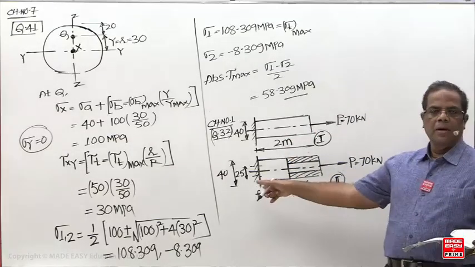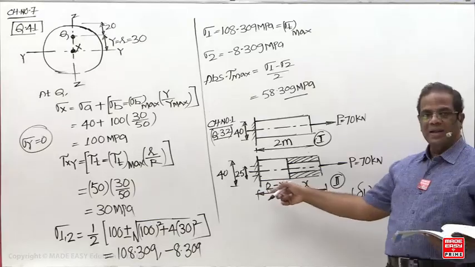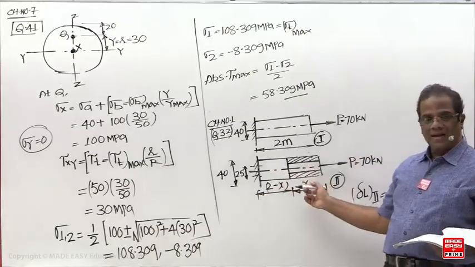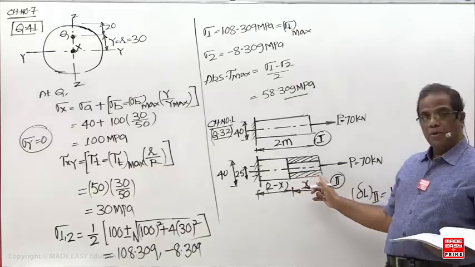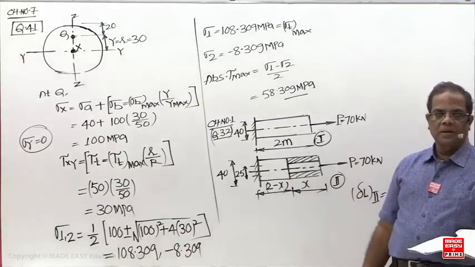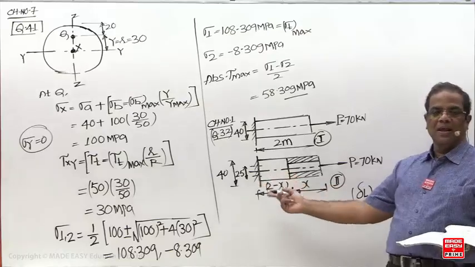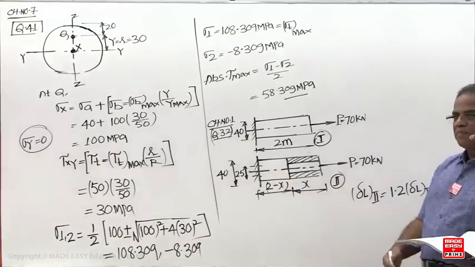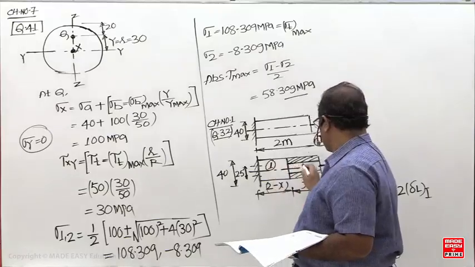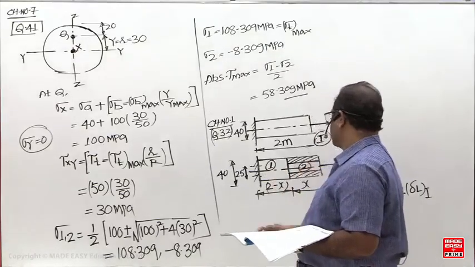But this is not prismatic. It is a pure axial loading, same material, but it's not prismatic. Then you have to split it into 2 bars. So this should be taken as the first bar, and the second bar, that's all.